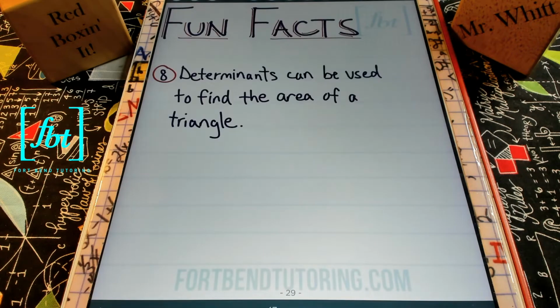Let's keep going. Fun fact number 8: determinants can be used to find the area of a triangle. Here's another reason why learning how to find the determinant can come in handy. Do you not know how many triangles there are on Earth? Won't you find out the area of those using determinants? There you go. Another way to utilize this skill that you're just picking up on and mastering.